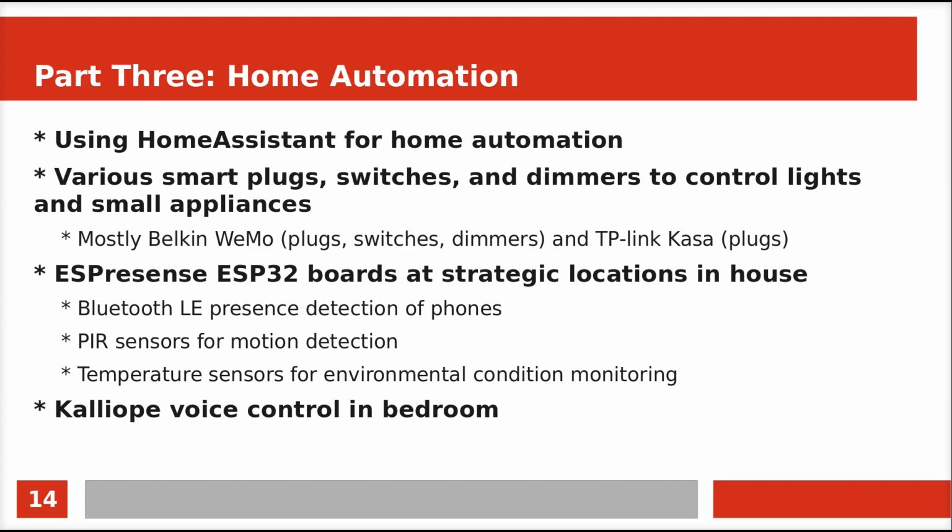I also have a bunch of ESPresense ESP32 boards at strategic locations in my house to do Bluetooth LE presence detection of my phones. Some of them also have PIR motion sensors and temperature sensors for environmental monitoring within my house. And lastly, I have a Calliope, which is an open source voice control solution on a Raspberry Pi in my bedroom. I have a previous YouTube video demonstrating that and a blog post about it, but basically it lets me do fun things like lying in my bed and saying, "computer, lights off," and it turns off the lights in my room.